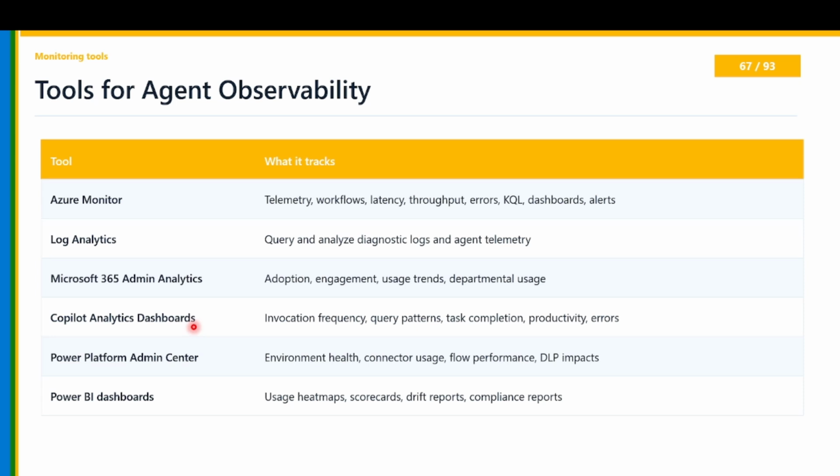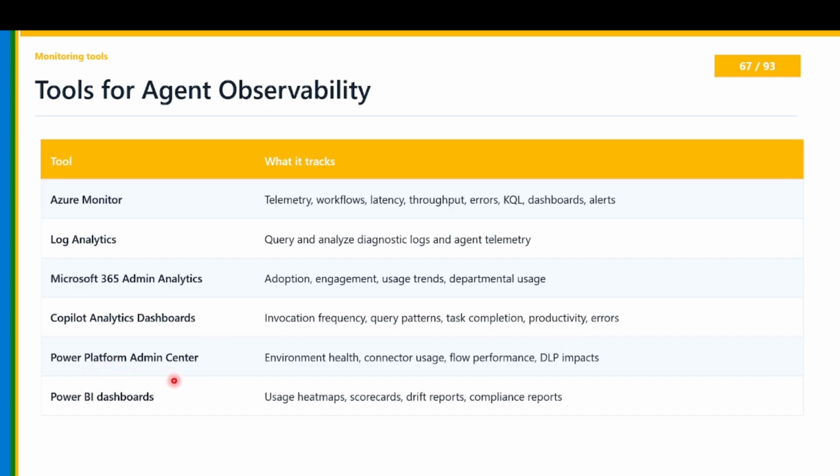Then Copilot Analytics Dashboard. You will see Azure Monitor, Microsoft 365 Admin Analytics, and Copilot Analytics Dashboard many times in the exam. The Copilot Analytics Dashboard is used specifically for any agent that you build using Copilot Studio. You can use it to track invocation frequency, how often the agent is invoked or triggered. You can also track query patterns, task completion rates, productivity, and error rates.